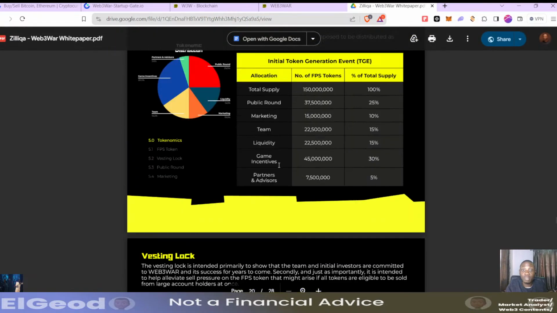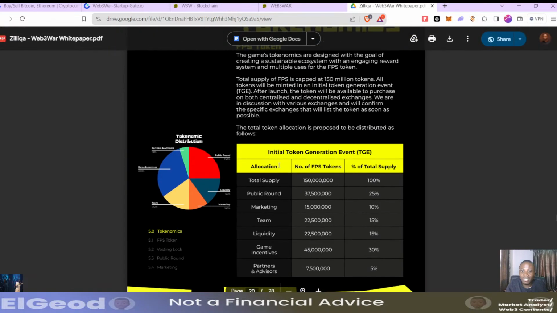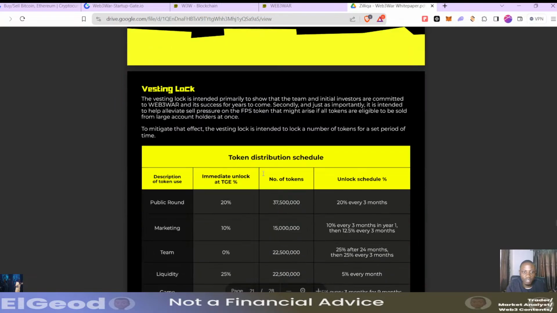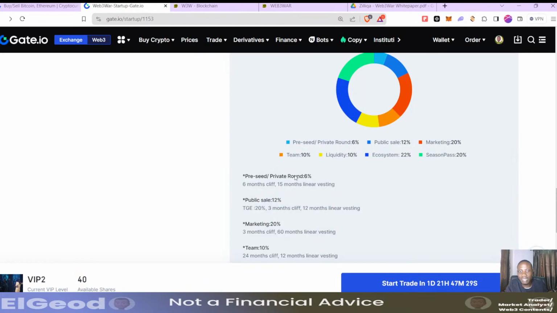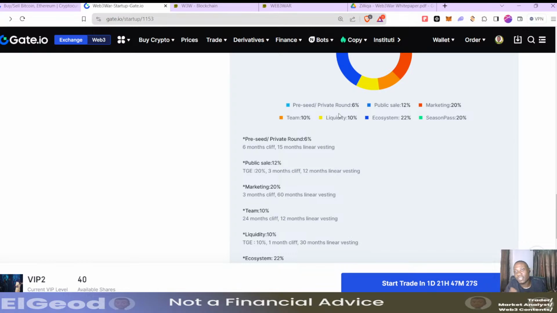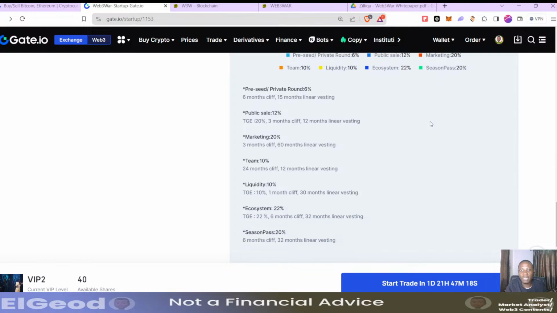Okay, I think the distribution schedule runs from the token generation event. I made a mistake, sorry. So I think it all goes along the same path. This is it. 6% is for private round, 12% for public sale, 20% is for marketing, 10% is for team, 10% for liquidity, 22% for ecosystem, and 20% for season pass.